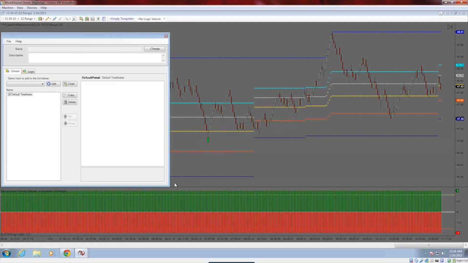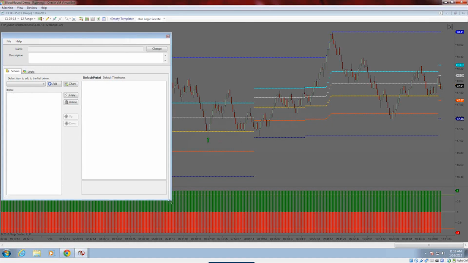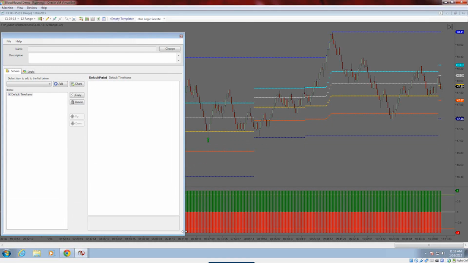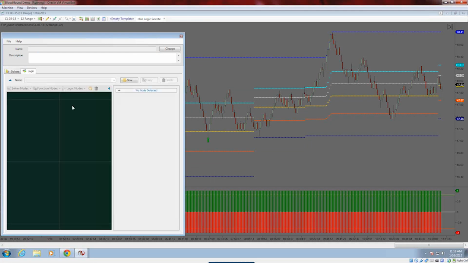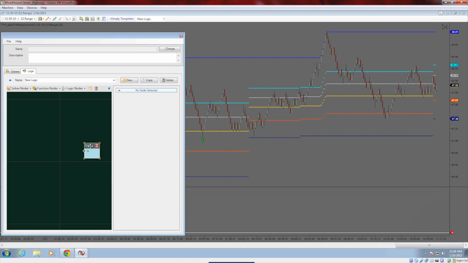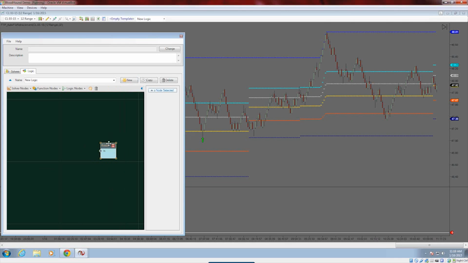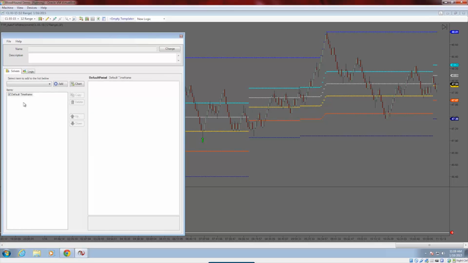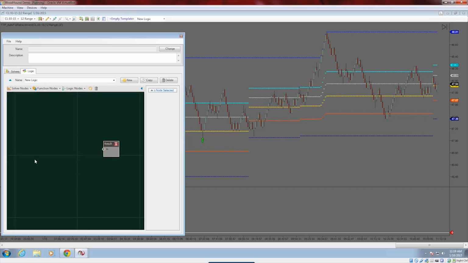So what I do usually is go immediately to the Logic tab and then click on New and just start building directly in the Logic tab, because everything that I build, I'll end up needing the function nodes and the logic nodes. So rather than starting off here on the Solvers tab, I just immediately go to the Logic tab, because that's where I'm going to end up anyway.